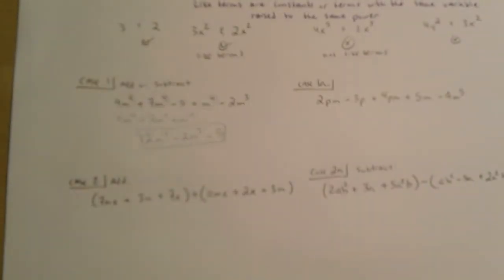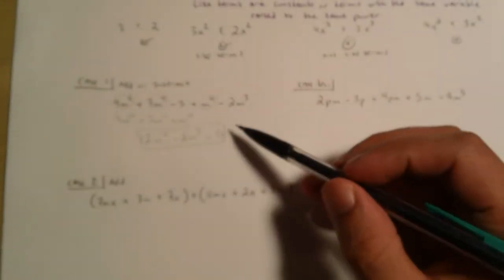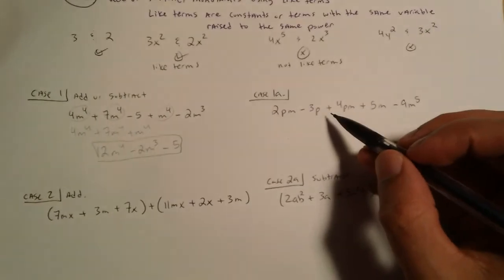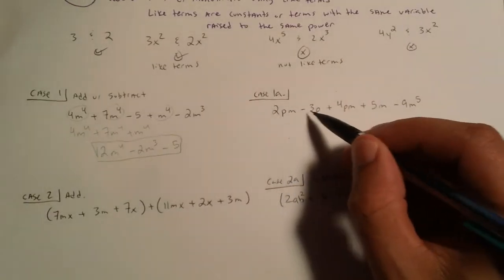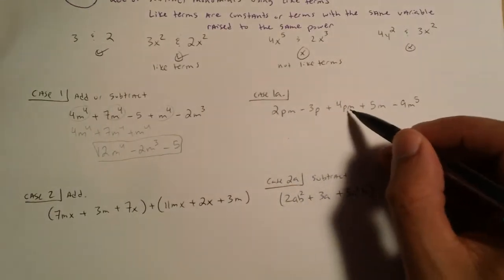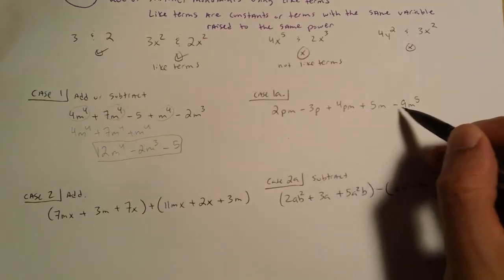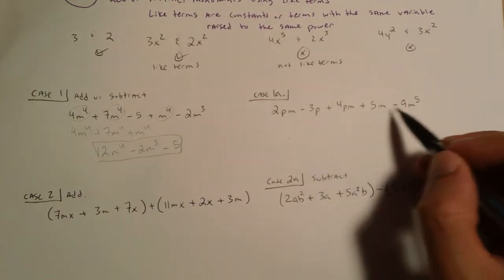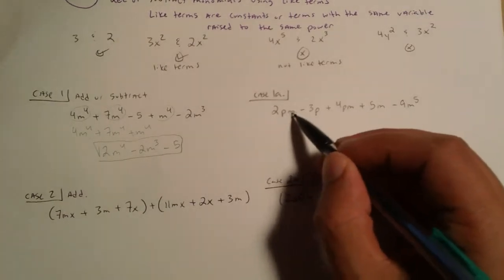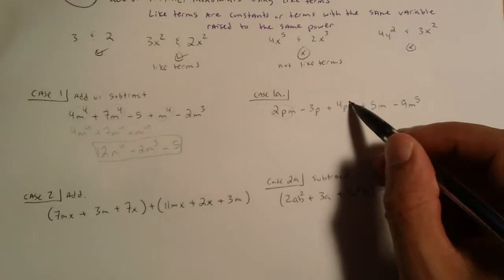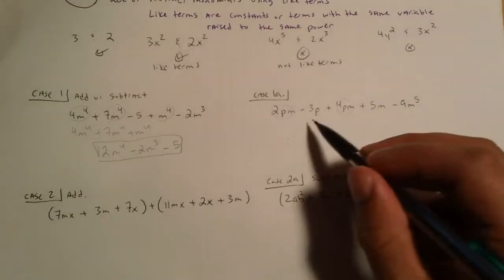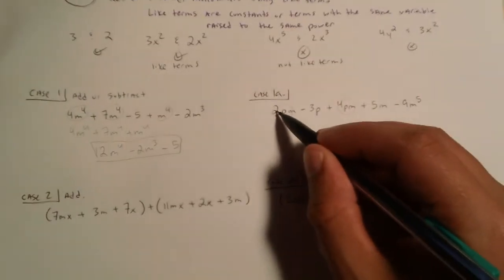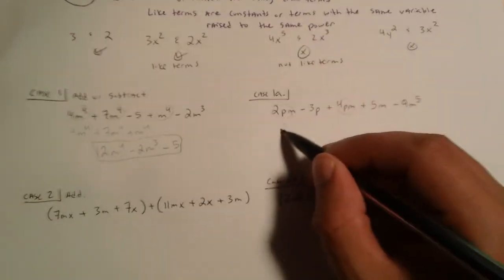Now, for our second case, we have this one over here. So we have 2pm minus 3p plus 4pm plus 5m minus 9m to the 5th power. Now look for the terms that look the same. So we have 2pm, 4pm. Is that it? Yeah, that's pretty much it. So we have 2pm and 4pm.